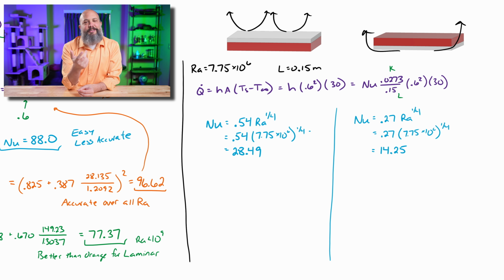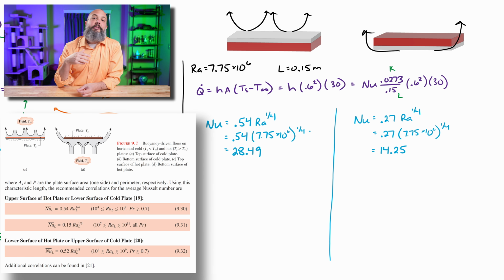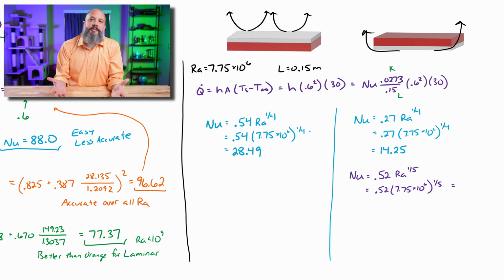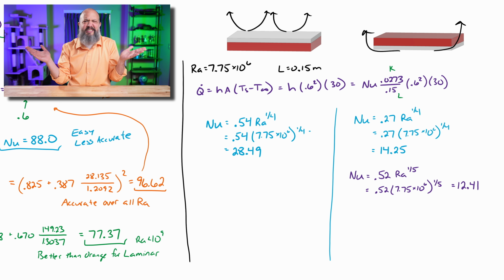So these first two equations were super easy, but just as before, every textbook is going to have different equations for this. So if I go to the Bergman textbook, for the hot side facing down, I'm going to get 0.52 Rayleigh number to the 1/5 power. And I can plug in some numbers there and get a Nusselt number of 12.4. And okay, 12 to 14, those seem kind of close. That's actually like a 15% error between those. So that's not really that close.